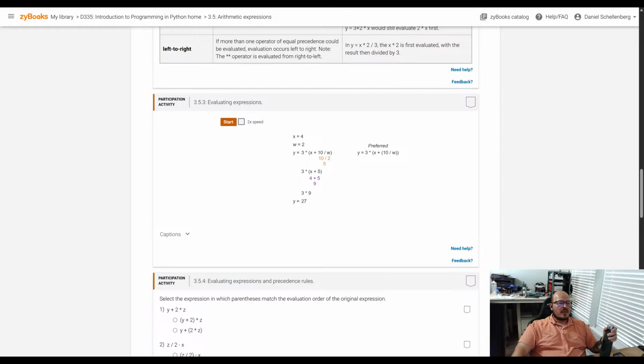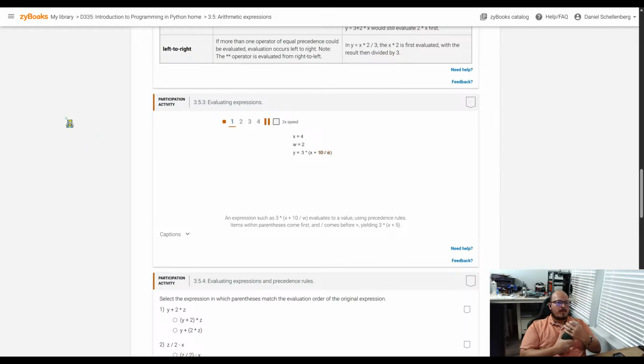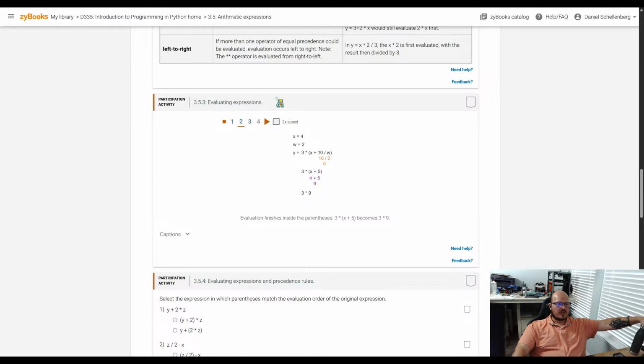All right. Evaluating expressions. Expressions such as 3 times x plus 10. Items within the parentheses come first. So these parentheses would go first. So it shows us here that the parentheses was evaluated first. And then in here, x plus 5 was evaluated first, bringing it down to 3 times 9. Y equals 27.